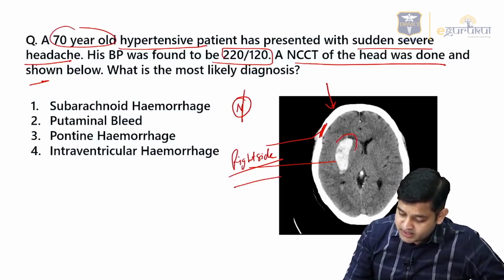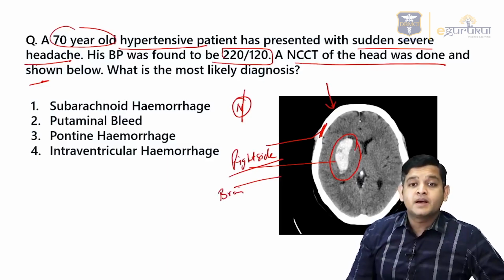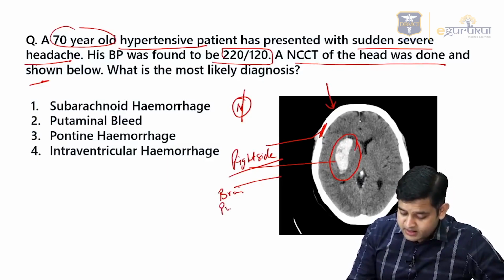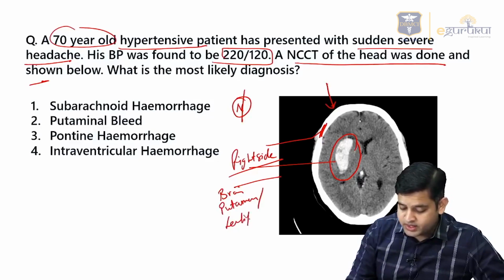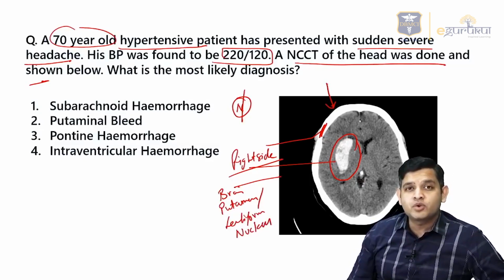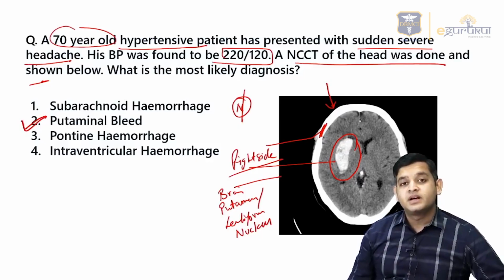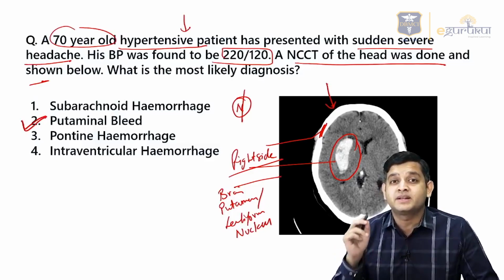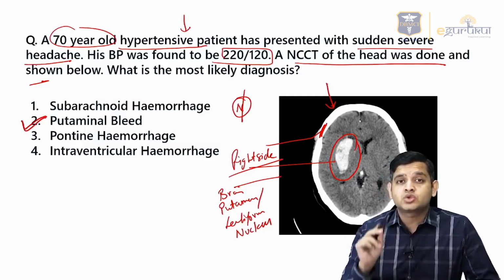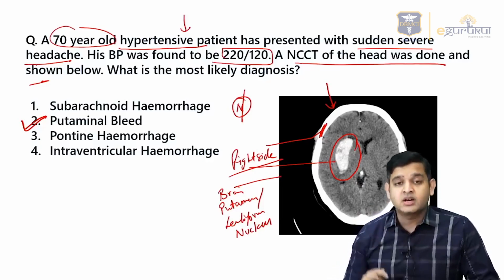What is the nature of abnormality? There is a hyperdensity in the brain parenchyma. In the brain parenchyma, where? In the region of putamen or lentiform nucleus, and it is hyperdensity. So you are dealing with a case of putaminal bleed. On the basis of history, we can also identify the most common site of hypertensive bleed in the brain is putamen. Most common site of bleed in hypertensive patient in the brain parenchyma is putamen. Okay, this is a putaminal bleed.